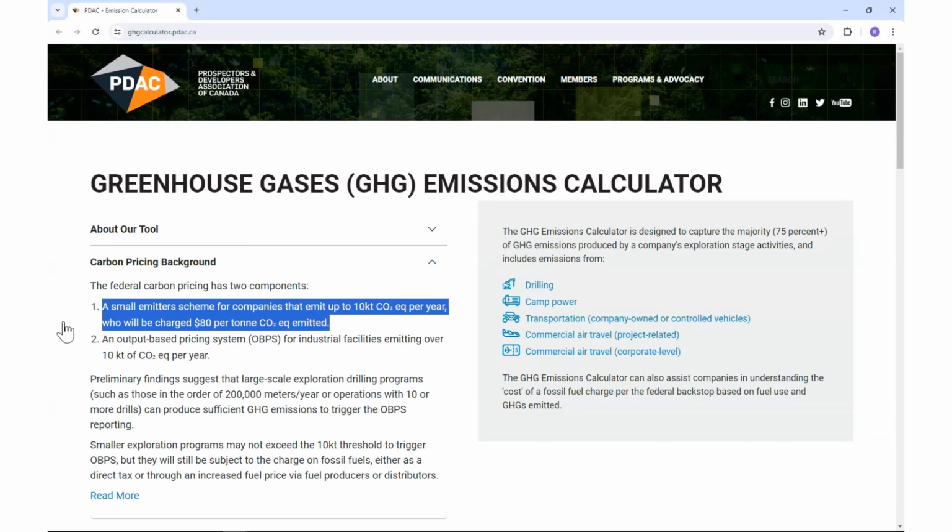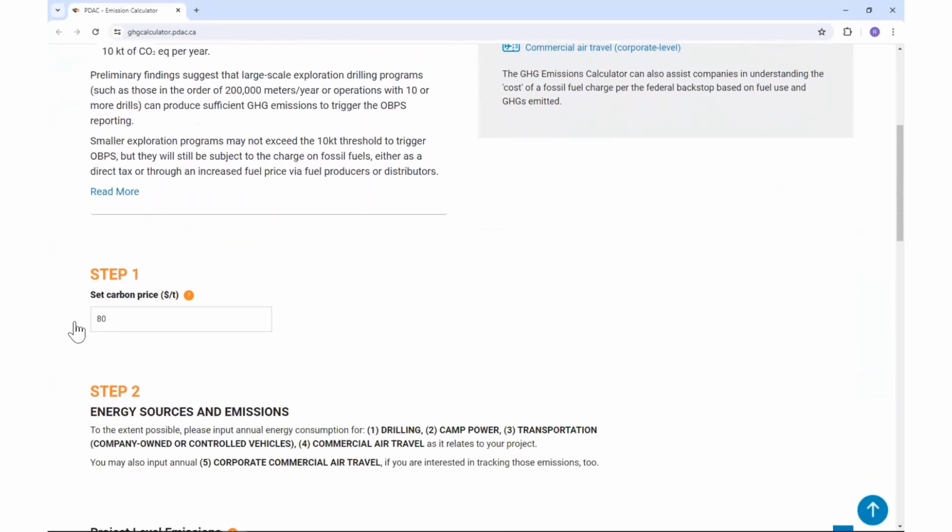The carbon pricing in this scheme is $80 per ton of CO2 equivalent, and it is expected to increase by $15 per year until reaching $170 per ton of CO2 equivalent in 2030.